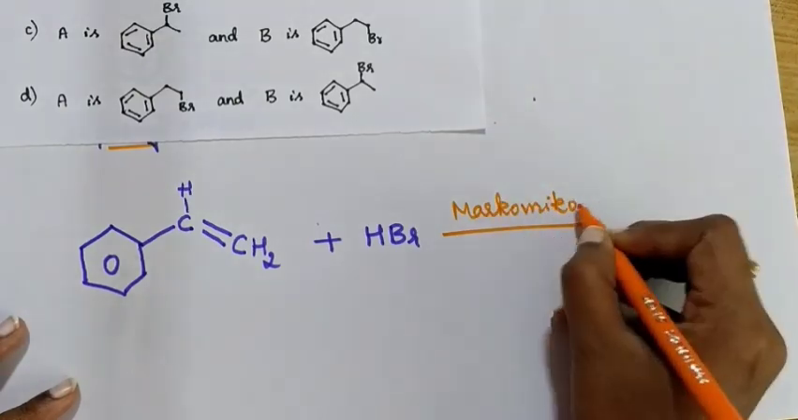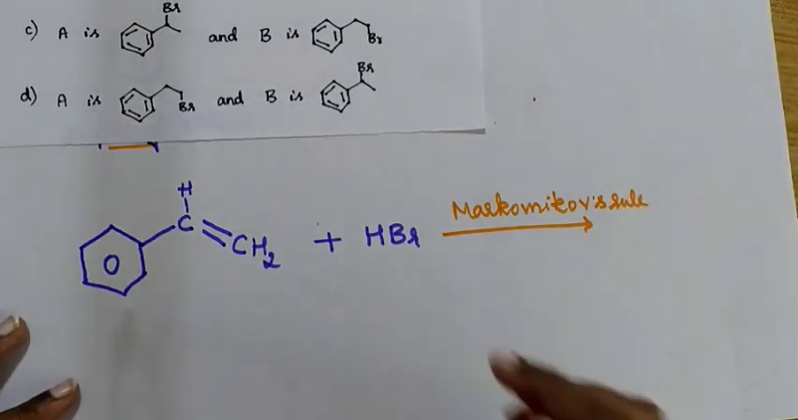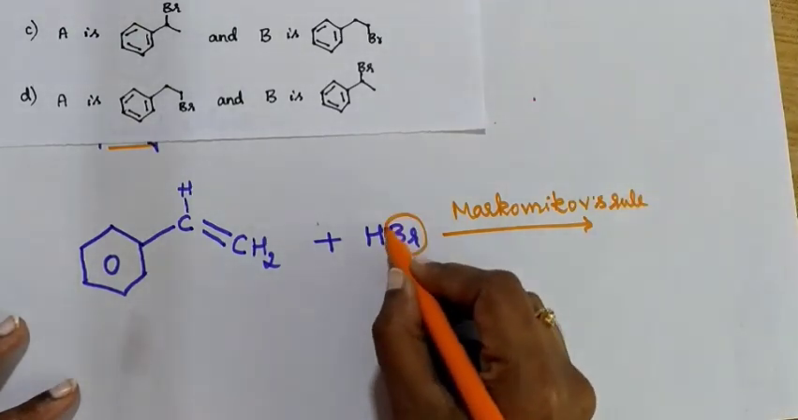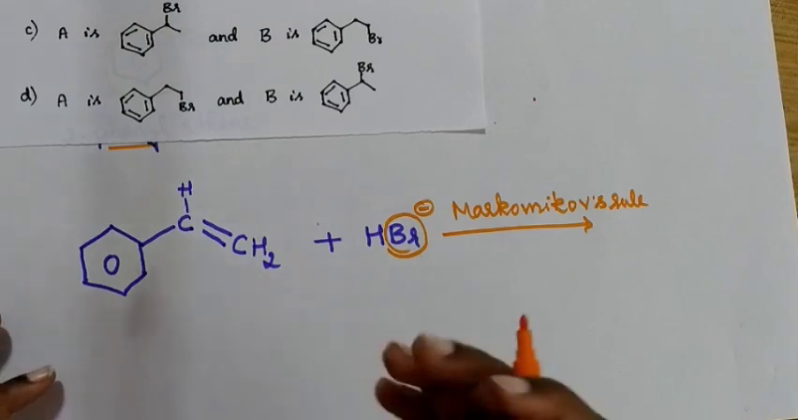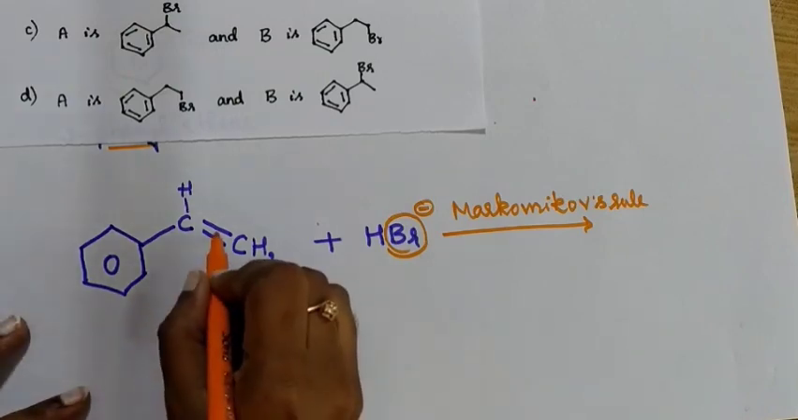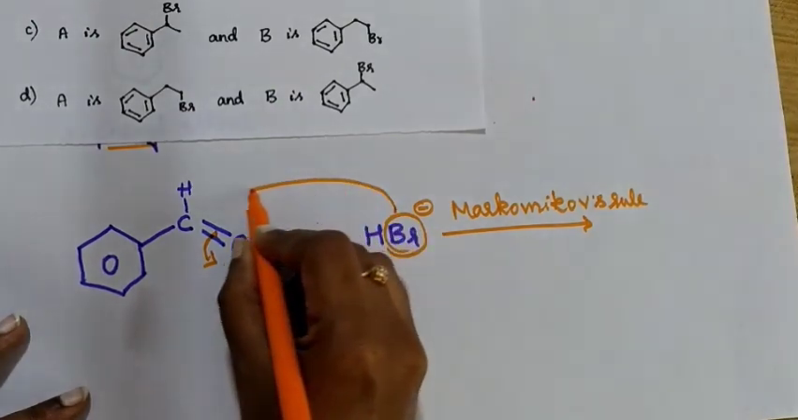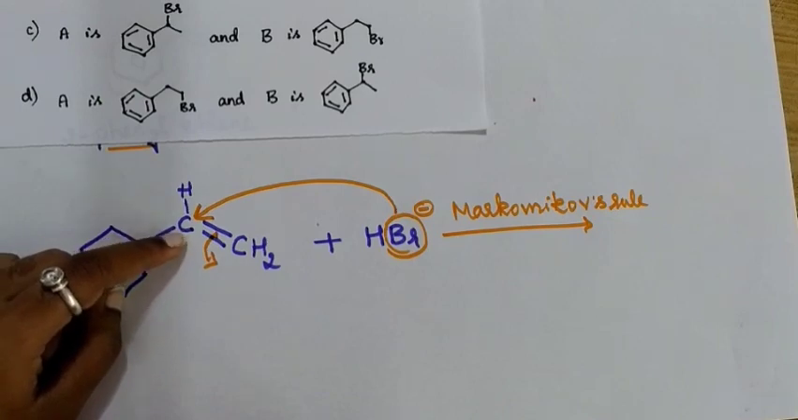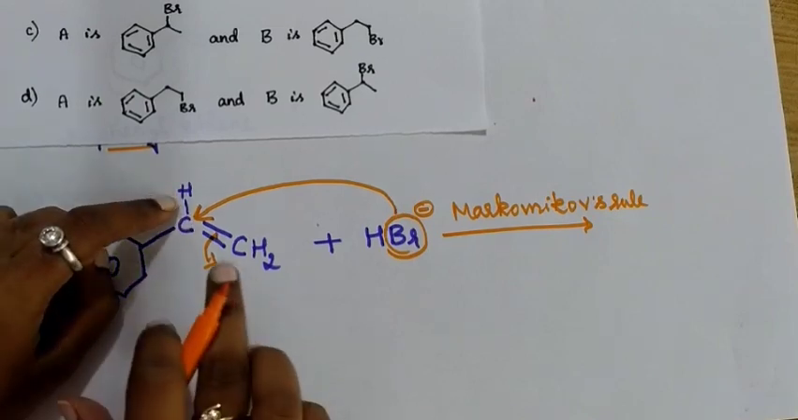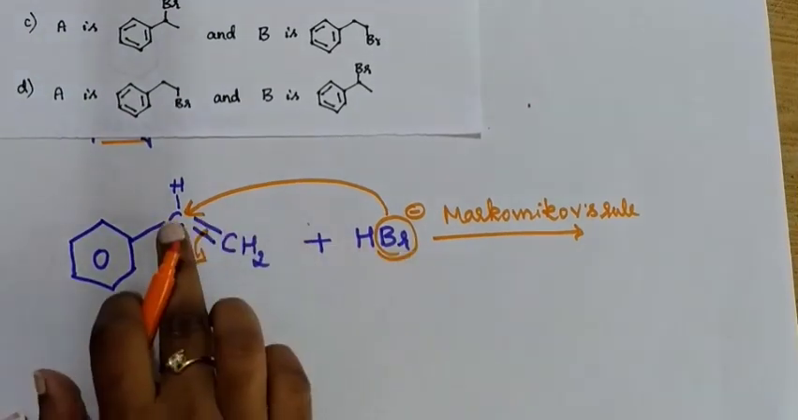See, in how many questions we have used this particular rule? Markovnikov rule. In Markovnikov rule, the highly electronegative species will go and make a bond with which carbon atom? The carbon atom which has less number of hydrogen, no? Before that, this double bond will get broken, obviously. Now this bromine will go and make a bond with this carbon atom where the number of hydrogen is less. This carbon atom has only 1 hydrogen where this carbon atom has 2 hydrogens. So definitely bromine will make a bond with this carbon atom.